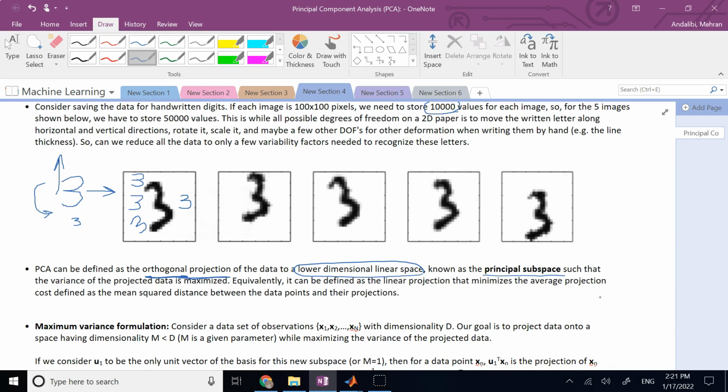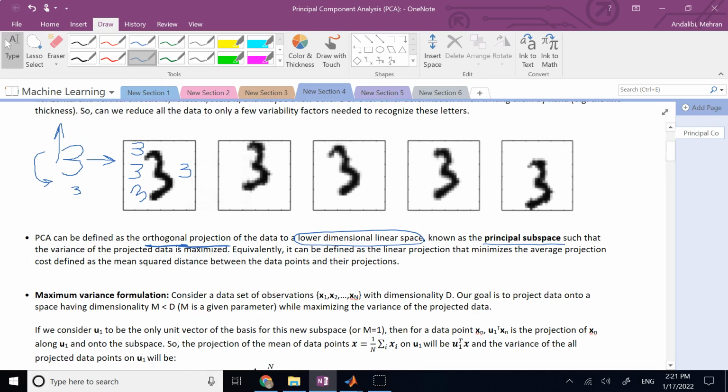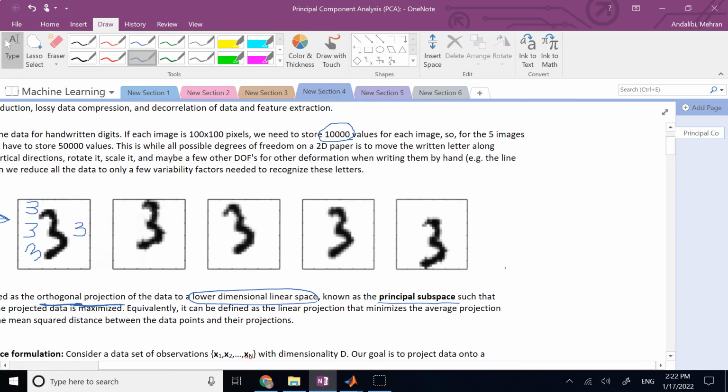Now, what's the goal of the PCA? Well, let's say we say 5. Then which 5 vectors can we choose? So let's say in this case here, my data are x_n, where n goes from 1 to 5.